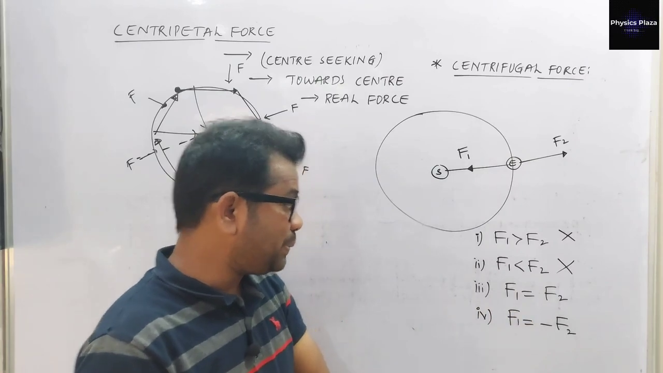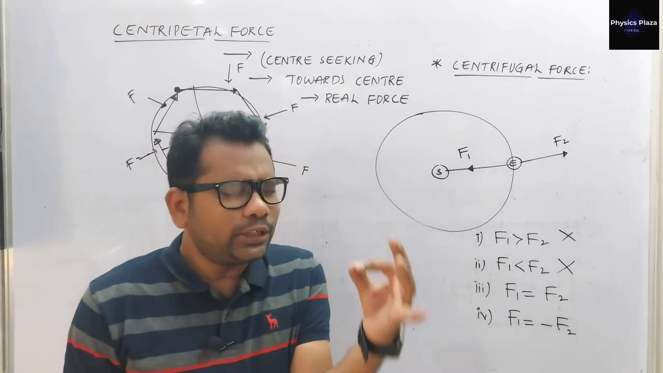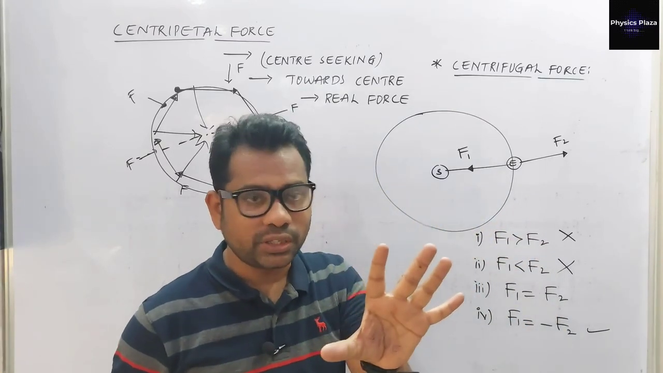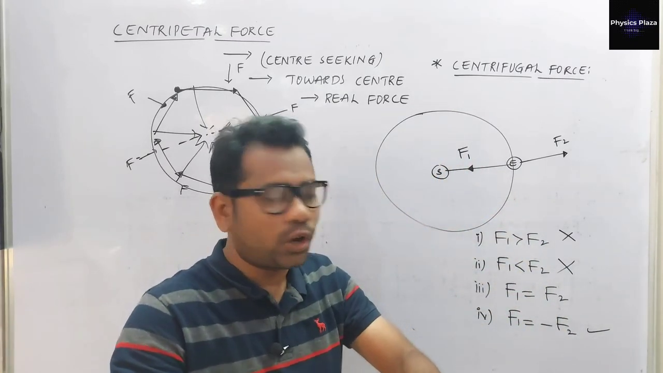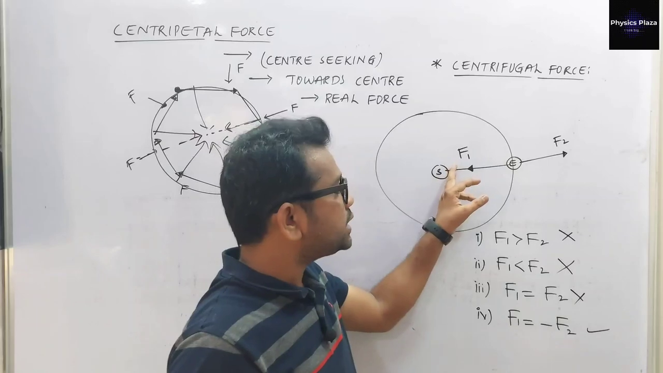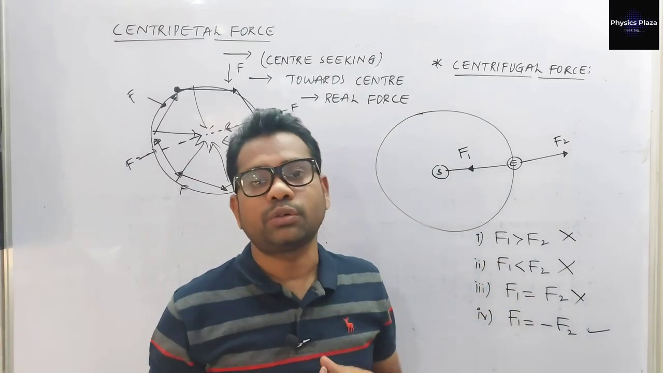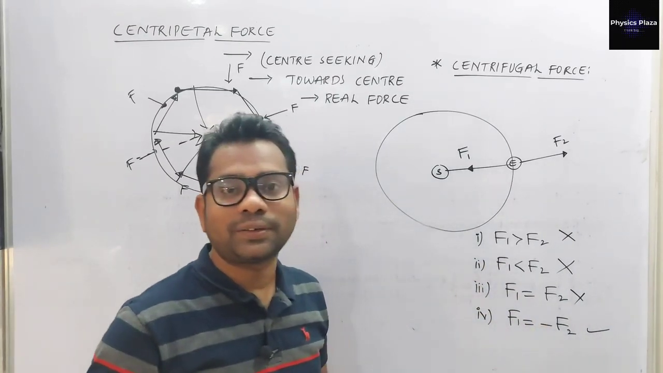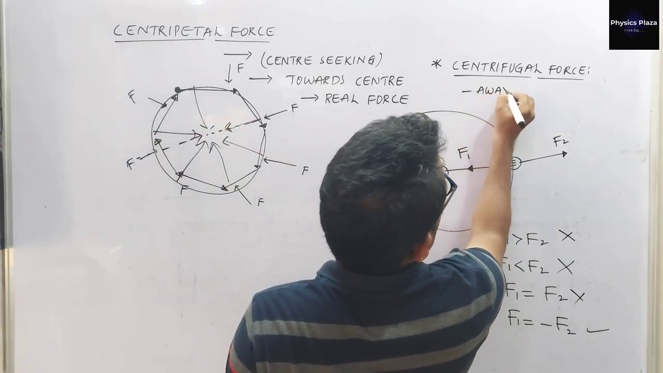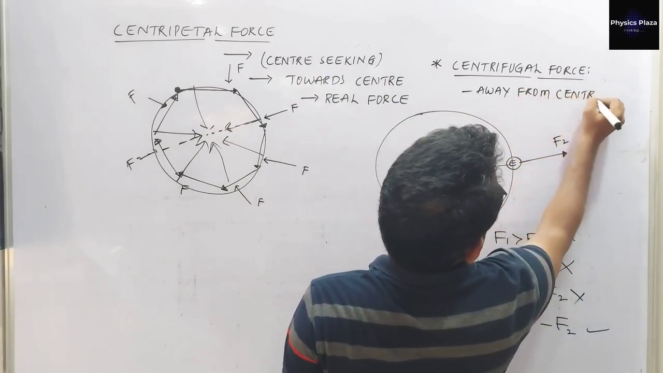F1 is equal to F2. This might be right. And F1 is equal to minus F2. If we talk strictly, the fourth one is right. But if we take only magnitudes, not direction, the third can also be right. But including directions, only the fourth one is right. Which means, children, centripetal force and centrifugal force are both equal in magnitude but opposite in direction. Centrifugal force acts away from the center.